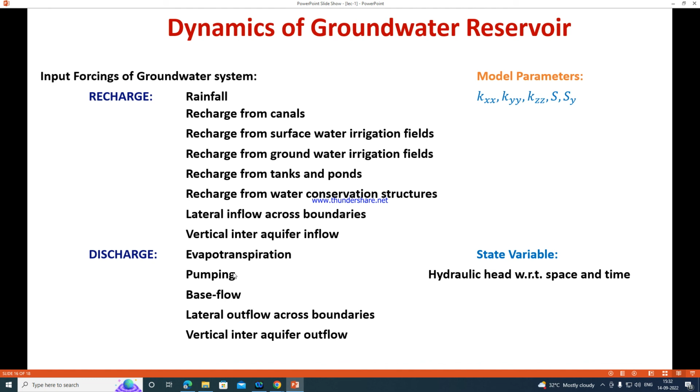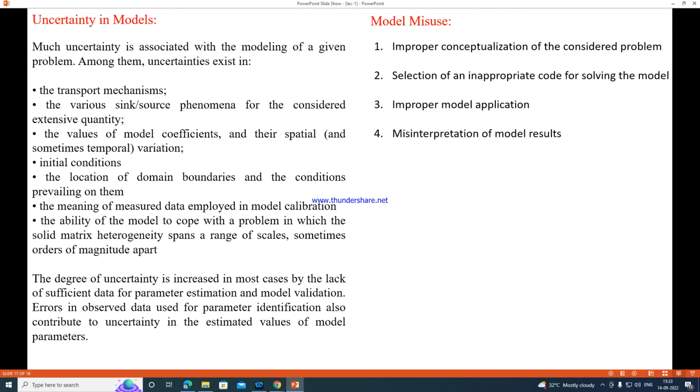Under discharge: evapotranspiration, pumping, base flow, lateral outflow across the boundaries, as I said, and vertical inter-aquifer outflow. Vertical inter-aquifer means the leakage aquifer. If there is any leakage aquifer, then there might be some outflow or inflow. And the model parameters are used inside the model. What we are finding out from the model is the hydraulic head with respect to space and time.